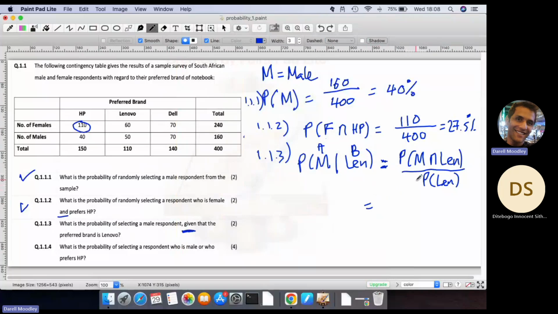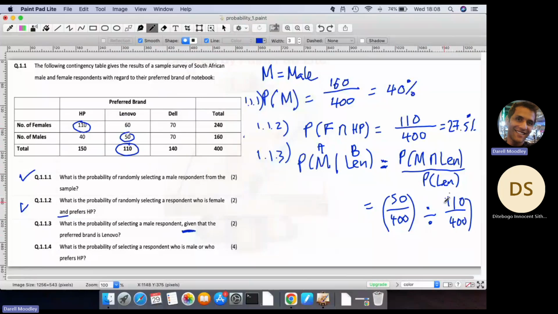Right, the numerator is, well, we're looking at how many males intersect with Lenovo, and that is 50. So the numerator is 50 over 400. This whole value here is the numerator. The denominator is the probability of Lenovo, and that is, how many Lenovo laptops do we have in total? We have 110. So it'll be 110 over 400.